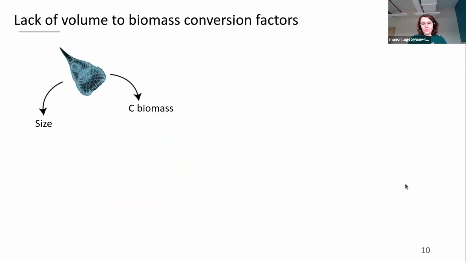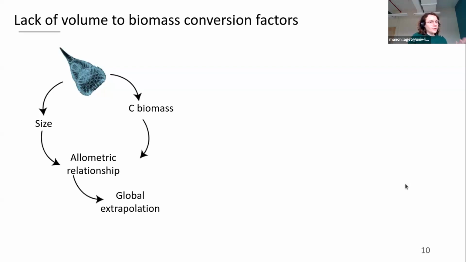So to better understand the distribution of rhizaria biomass and their role in fluxes, we first need to convert their abundance to carbon biomass. And for that, we need reliable conversion factors, which were not really present in the previous biomass estimates that I showed you. And a way to convert the size to carbon biomass is to use allometric relationships so that we can use this relationship for a global extrapolation.